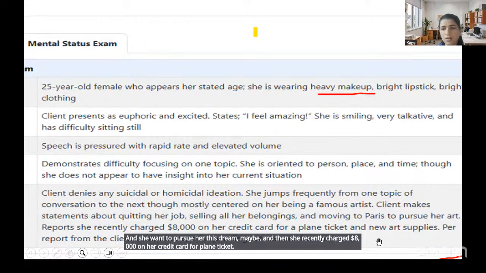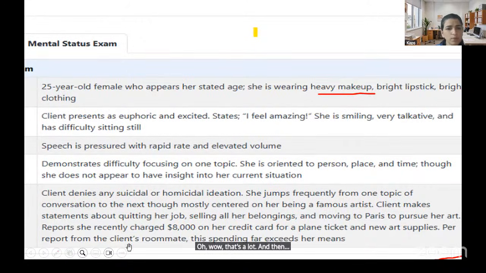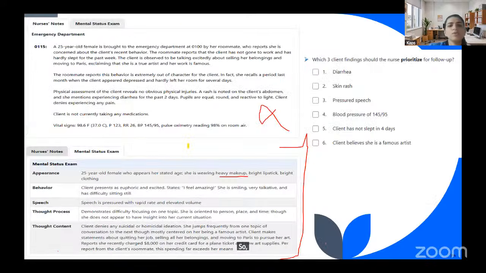And then she recently charged 8,000 on her credit card for a plane ticket. Oh, wow, that's a lot. And then a report from the client's roommate that this spending far exceeds her means, right? So it seems like a lot is going on right now. But when I see, they give you only 6 symptoms overall from the case study, right?